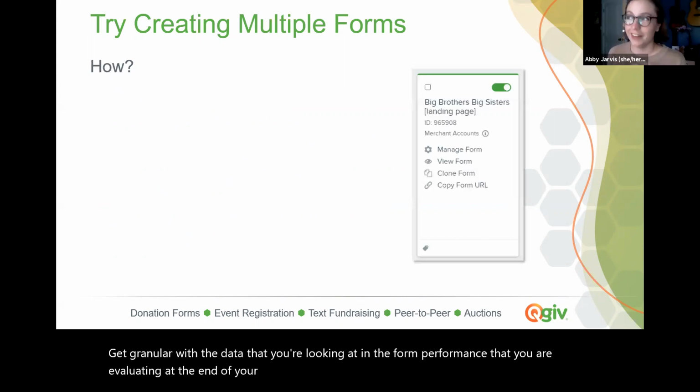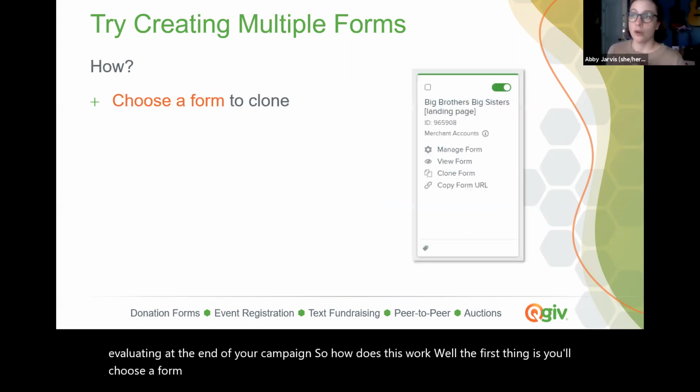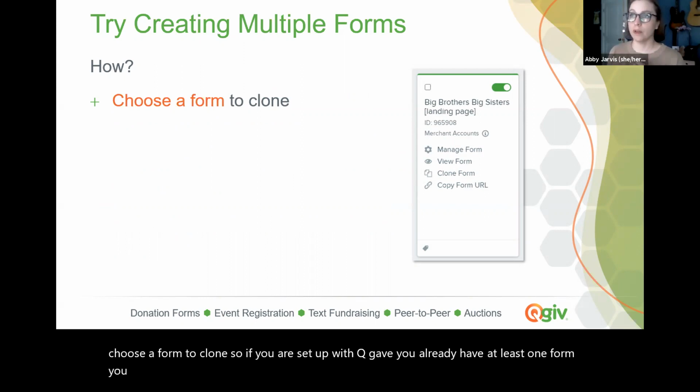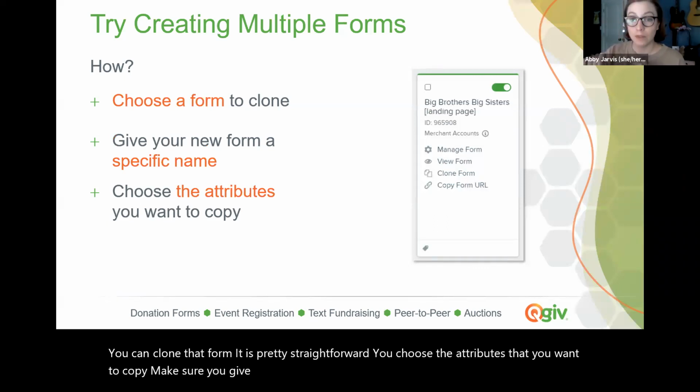So how does this work? Well, the first thing is you'll choose a form to clone. So if you are set up with Qgiv, you already have at least one form, you can clone that form. It is pretty straightforward. You choose the attributes that you want to copy. Make sure you give your form a unique name.